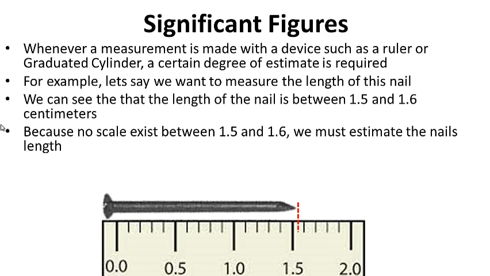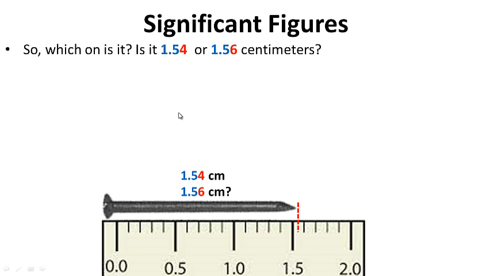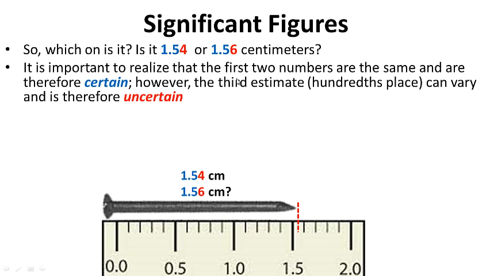But no scale exists between 1.5 and 1.6. We must estimate the nail's length if we want to be more accurate. So, using a visual estimate, we could estimate the nail's length as maybe 1.54, or maybe even 1.56. So which one is it, 1.54 or 1.56?